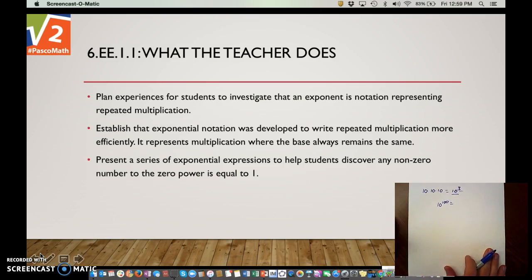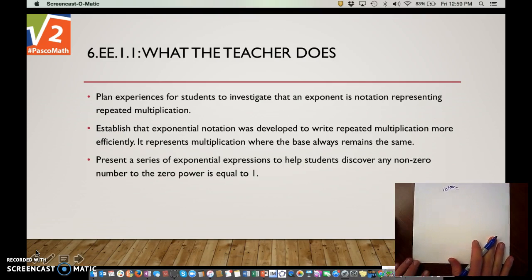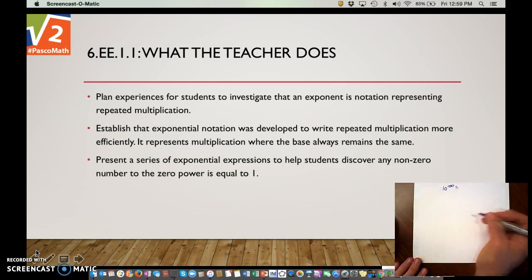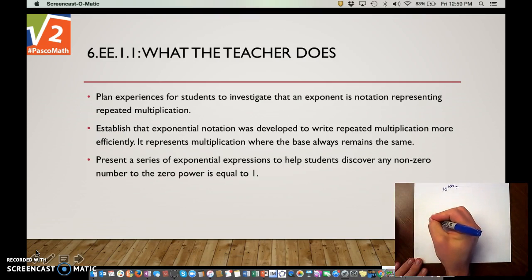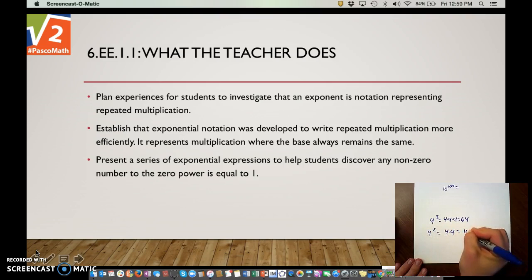We also need to present a series of exponential expressions to help students discover any non-zero number raised to the 0 power is equal to 1. And so I like to do this just through patterning. You could do something as simple as 4 to the third. Well, that's 4 times 4 times 4, which equals 64. 4 to the second. Well, that's 4 times 4 equals 16. We can go 4 to the first. Well, that's just 4 used as a factor one time.